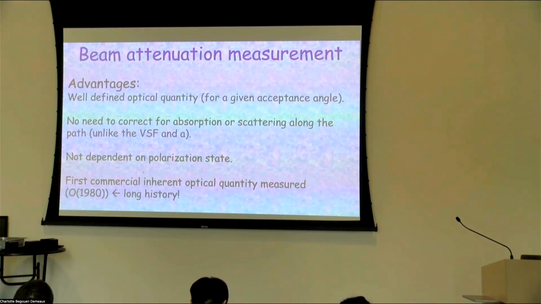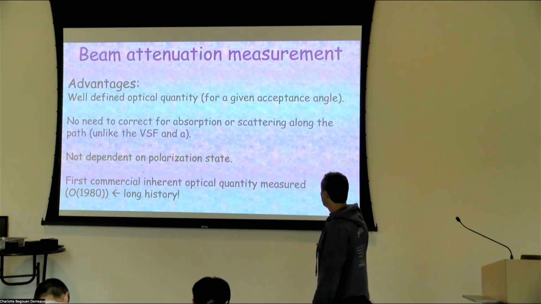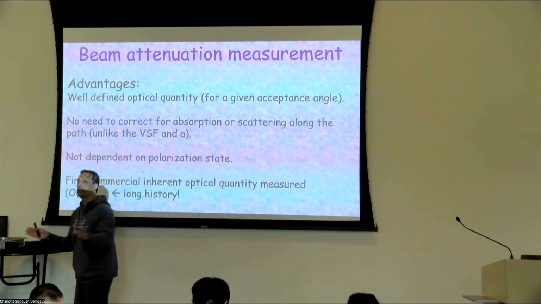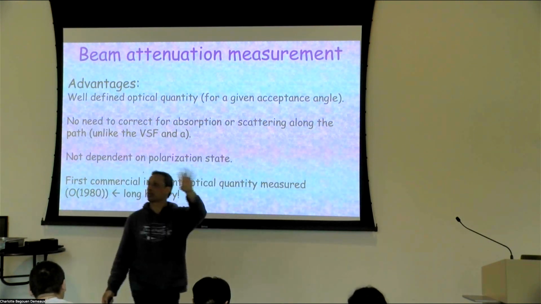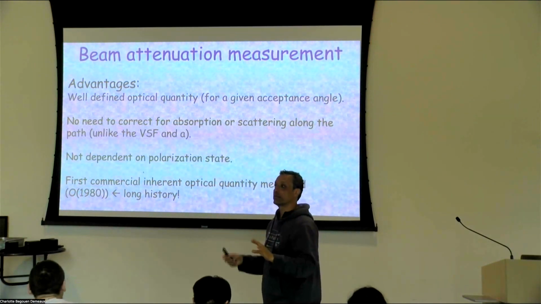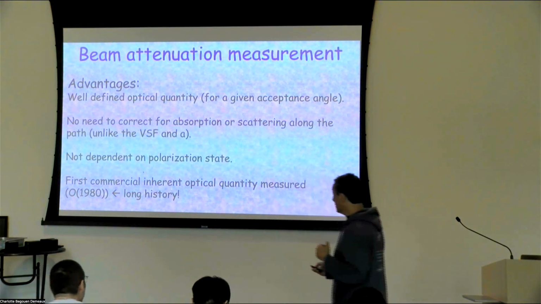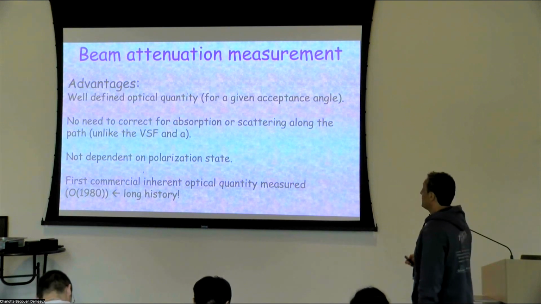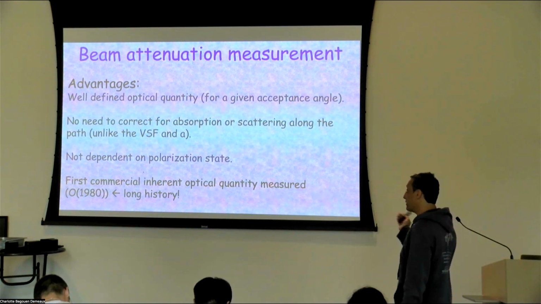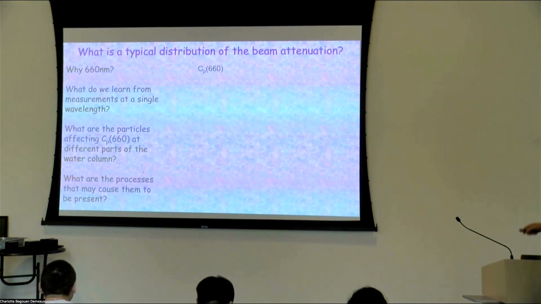Okay, so now, why do I like it? The beam attenuation is a well-defined quantity for a given acceptance angle. I don't have to do any corrections other than take the measurement. We talked about scattering correction for absorption; here I use a single measurement, and it corrects for itself. There's no attenuation along the path that you have to correct for some backscattering incidents. It doesn't depend on the polarization state of my source, so I don't have to worry about that. And I have a long history for these measurements.